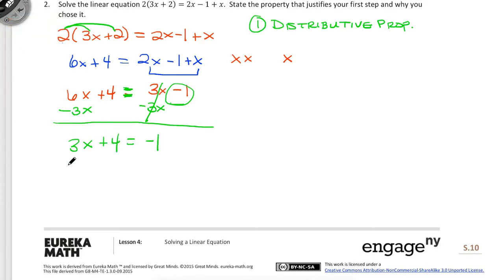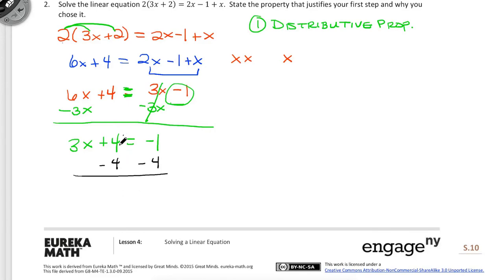All right, now, again, I want to get this x over here by itself because right now it says 3 times what plus 4 gives me a negative 1. And in order to solve that, I need to move this 4. So what's the opposite of adding 4? Subtracting 4.